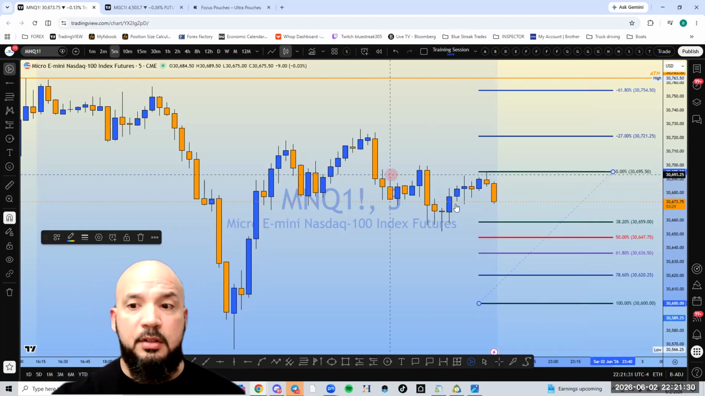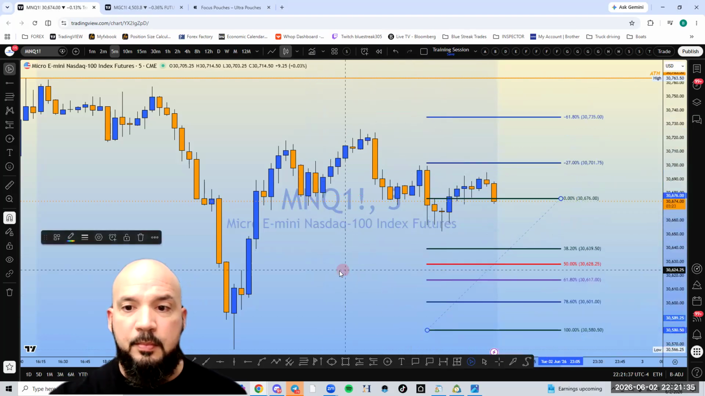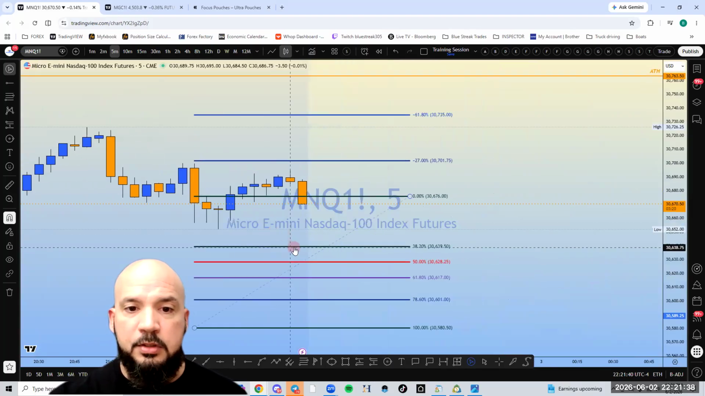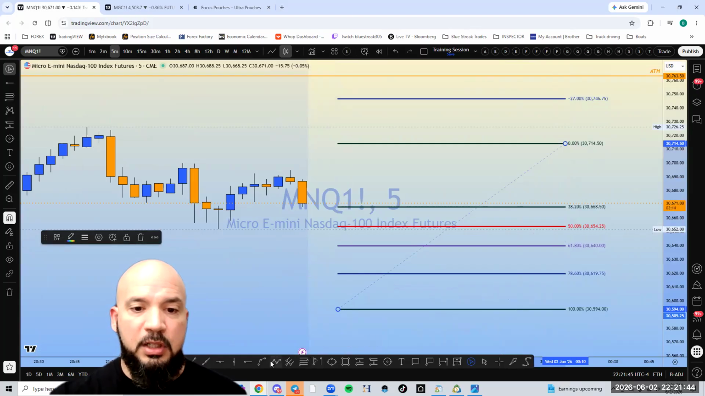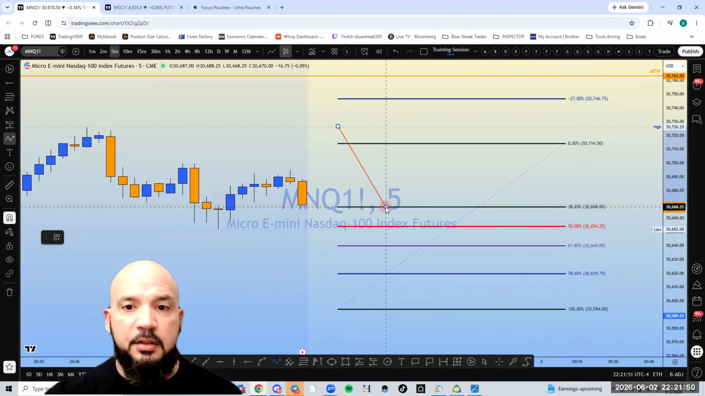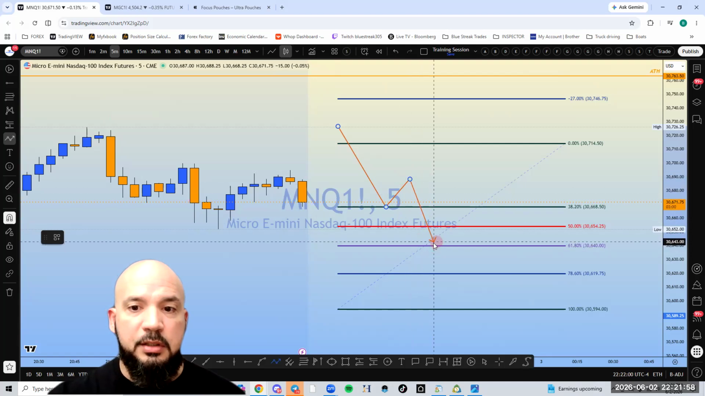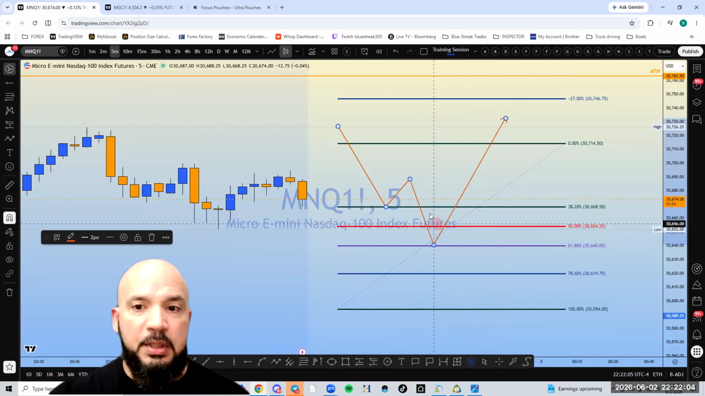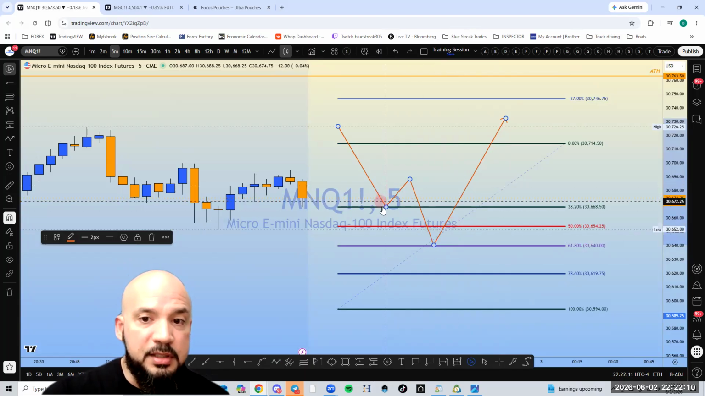I don't want to enter. Let me see if I can get an example here. I'll just use the fib like this here. If I'm looking for longs and the market is coming down, I don't want to enter here for this retracement. I want a steeper discount down here for the continuation. This is the best price possible, right? Because I'm going to make more money in the position from down here versus down here.